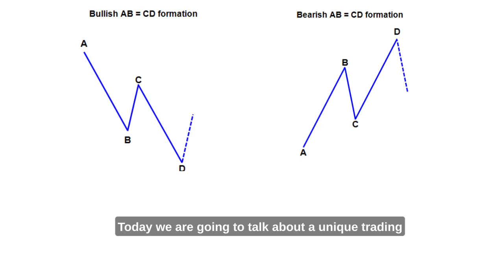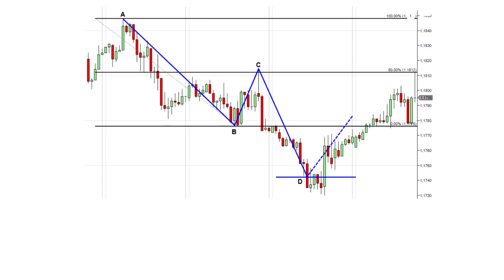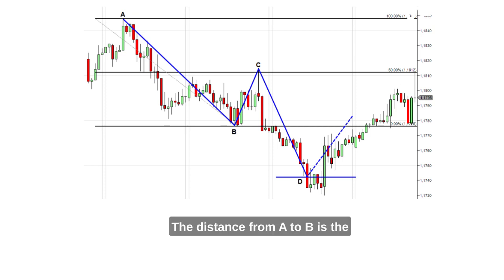Today, we are going to talk about a unique trading strategy that's based on the wave-like way markets move. It's called the AB equals CD strategy, and it focuses on the highs and lows of these waves. Let me explain. The distance from A to B is the same as the distance from C to D.